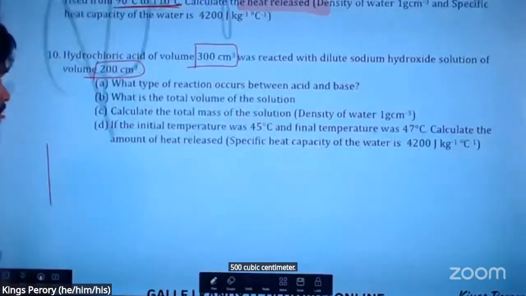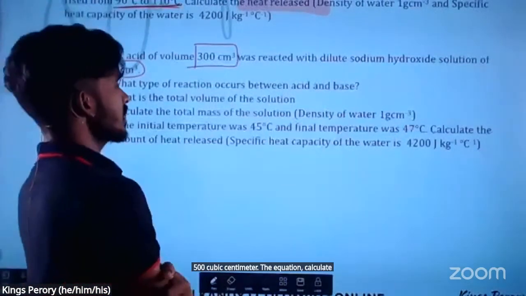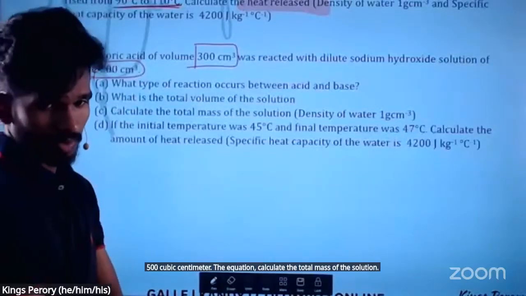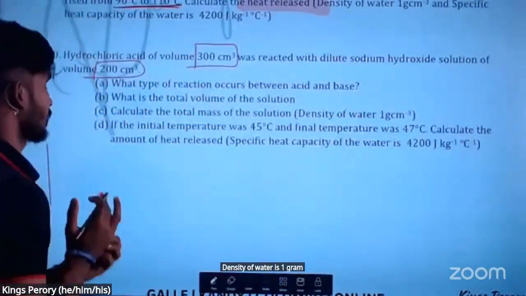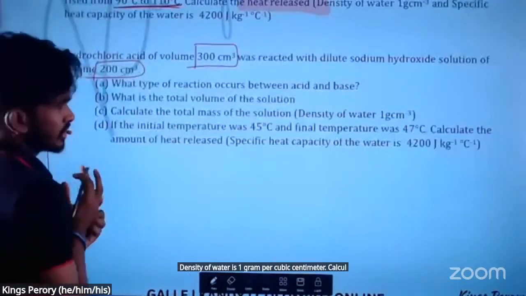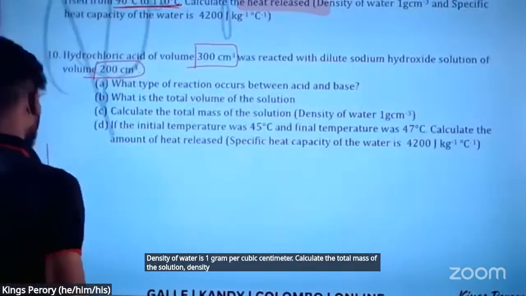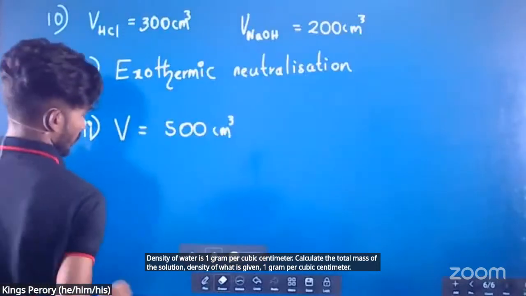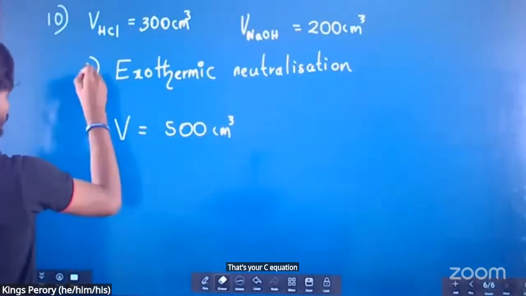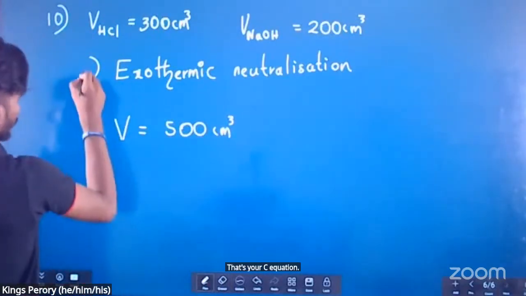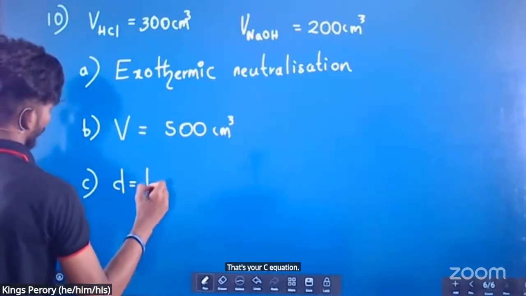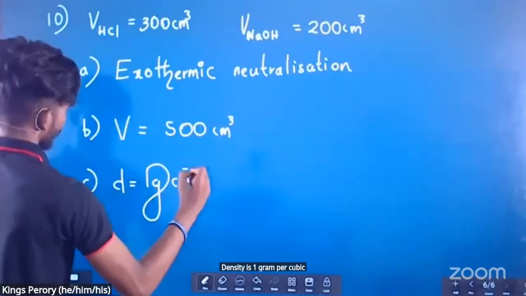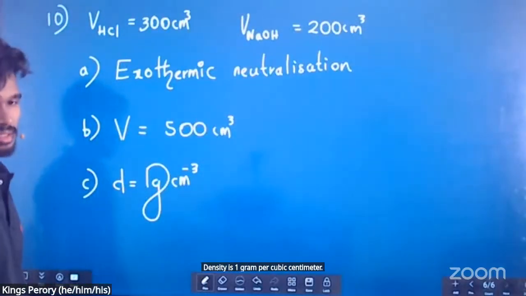C question. Calculate the total mass of the solution. Density of water is given, 1 gram per cubic centimeter. That's your C question. They are asking the mass. How to find the mass?